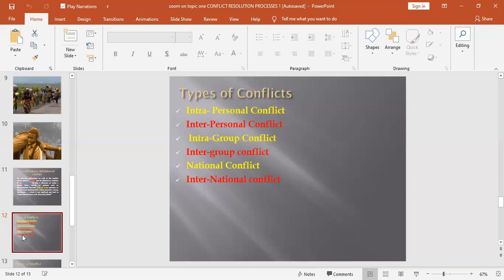The next one we are going to look at is national conflict. And national conflict is a conflict that occurs within a nation, a sovereign nation. The last type of conflict we are going to look at is international conflict. International conflict is the conflict that occurs between two or more sovereign nations at loggerheads over ideologies, over beliefs, over views, over their ideas, their values. So a lot of things can cause international conflict.